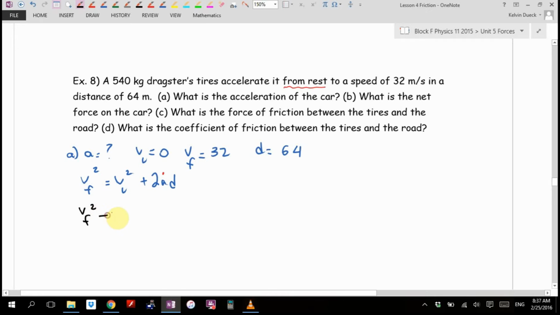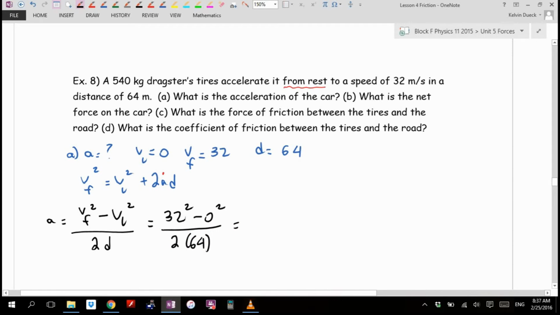I would minus the Vi squared over, I would divide by the 2d. That's what's going to give me the acceleration. And that's what you said, Prith. I agree. So it's going to be 32 squared minus 0 squared all over 2 times 64.